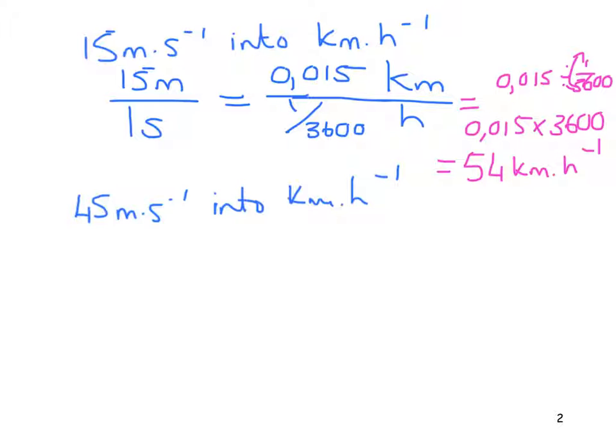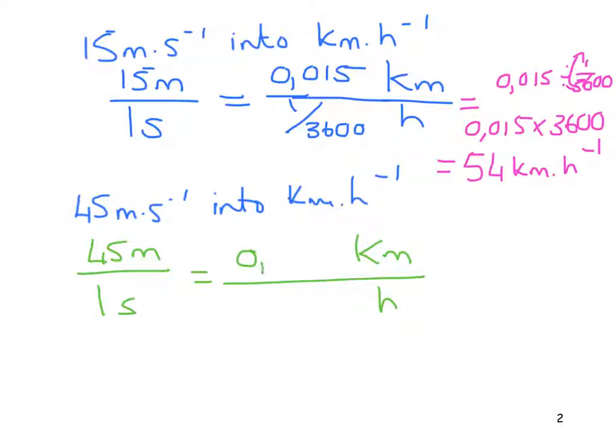If I were to take 45 meters per second, I could say 45 meters per 1 second, which is the same as how many kilometers per 1 hour. Divide those meters into kilometers, so divide by 1,000, and then 1 second is 1/3,600th of an hour. So again, I take 0.045 and I multiply it by 3,600, and I get 162 kilometers per hour.